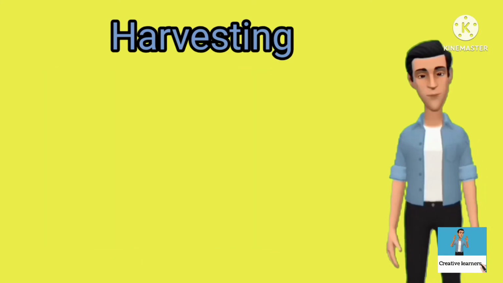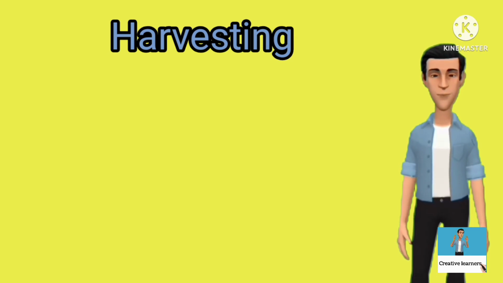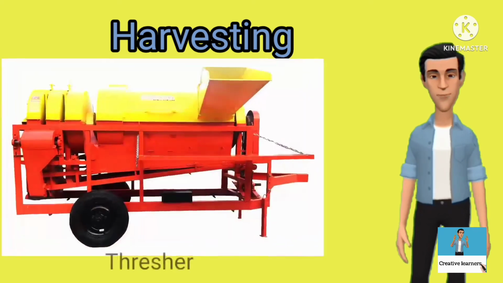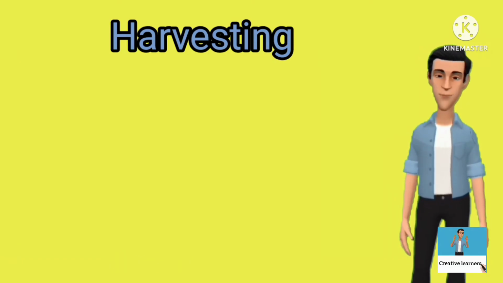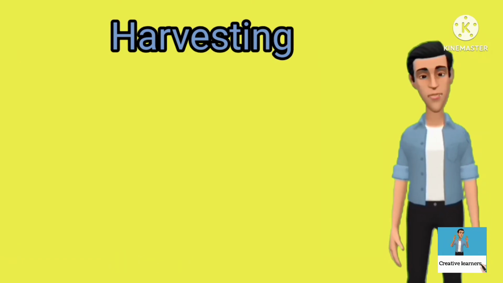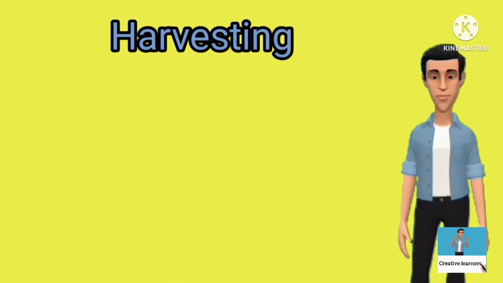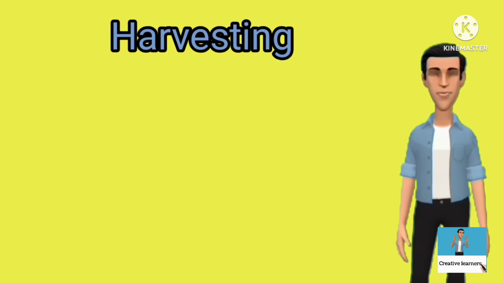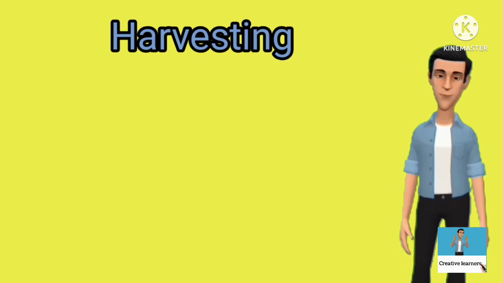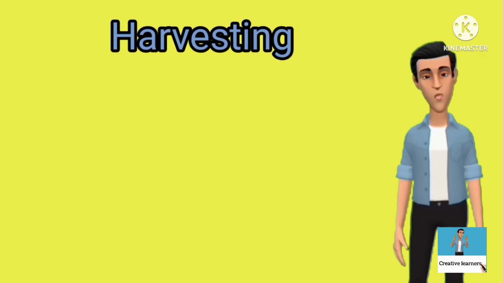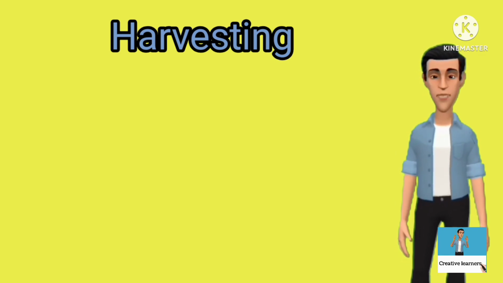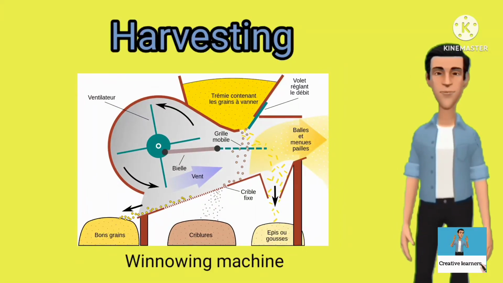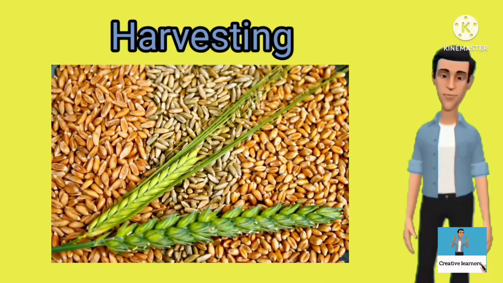After harvesting, it is important to remove chaff from the grains. This is done by a machine called a thresher. Harvesting and threshing combined are done by a machine called a combine. After threshing, we can't use the crop as it is. It is important to separate chaff from the grains. For this job, we use a machine known as a winnowing machine. Now our crop is ready to use.